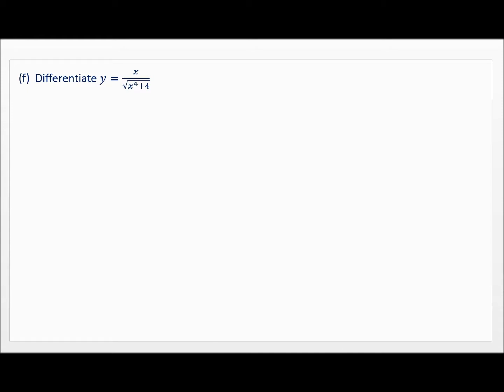So what should we do about this one? Differentiate y equals x over the square root of x to the 4th plus 4. Now, rewrite always is my first step, seems like. Square roots are a no-go. We need to rewrite these. And so I'm going to rewrite this as x to the 4th plus 4 to the 1/2 power.